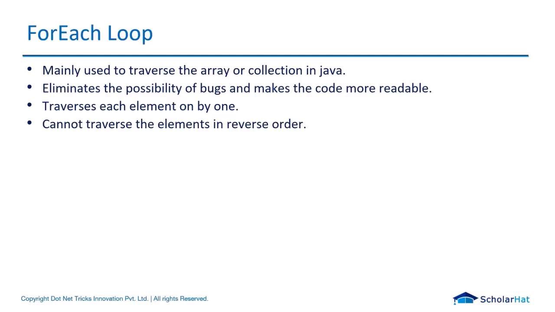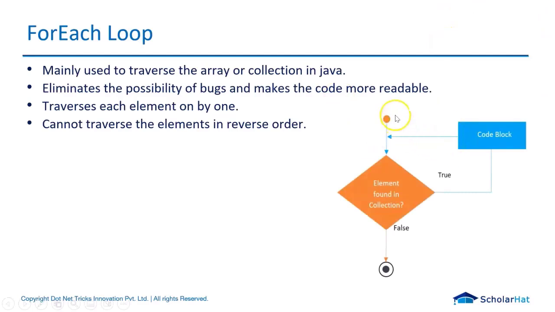Why? Because for each loop does not work on the basis of index, where you can start from any index and go till any particular index while iterating the array or collection. It always starts from the 0th till the last. This is how it works. The loop gets started, element found in the collection, then true. If not found in the collection, then false, without checking any condition. So let's get started to understand how exactly it works.